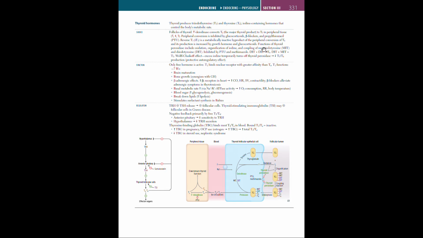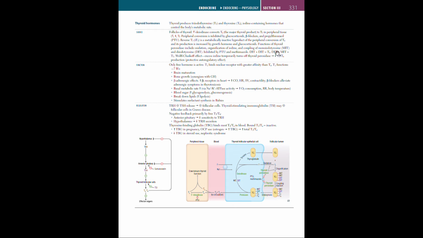So when there is increase in thyroid hormone, you don't want too much thyroid hormone in the body, so there is an inhibition reaction which will cause T3 to be converted into reverse T3 to become inactive, so it's not absorbed. This is done by growth hormone and glucocorticoids.